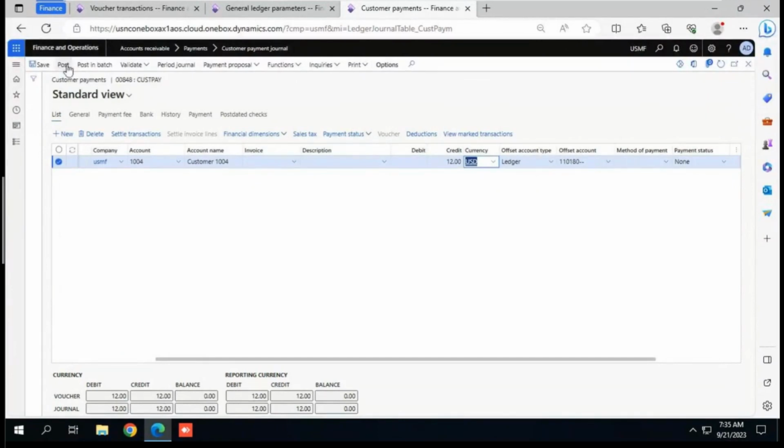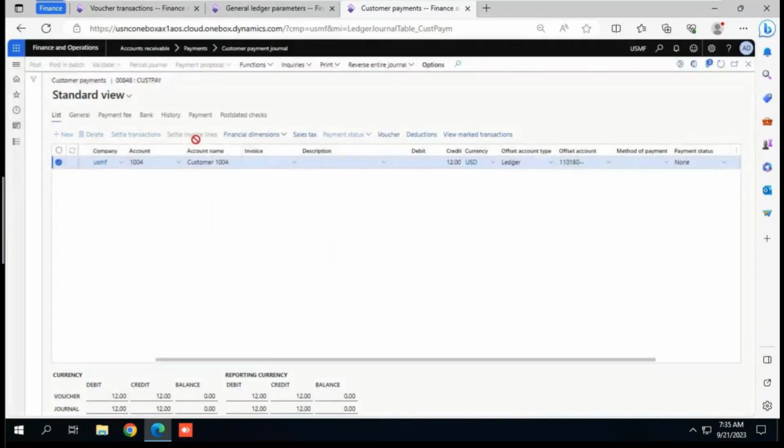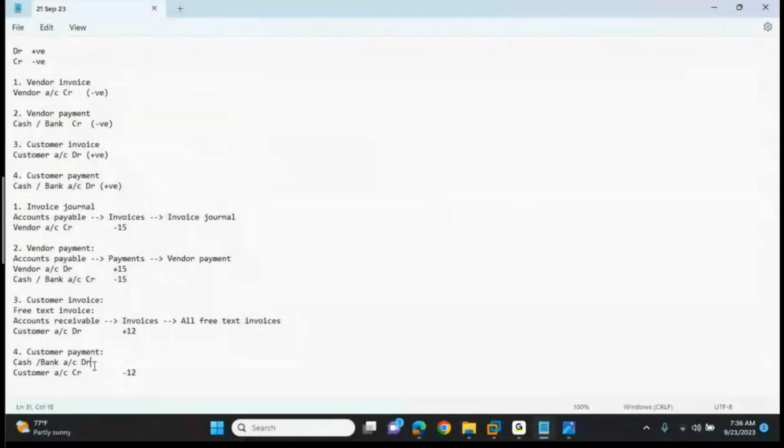Now if you verify the voucher, cash balance will be increasing and customer balance will be decreased. So cash balance will be debited and customer will be credited. So at the time of invoice, customer is debit. At the time of payment, customer is credit. So that it will become 0 value. Understood? Any confusion on these 4 transactions?